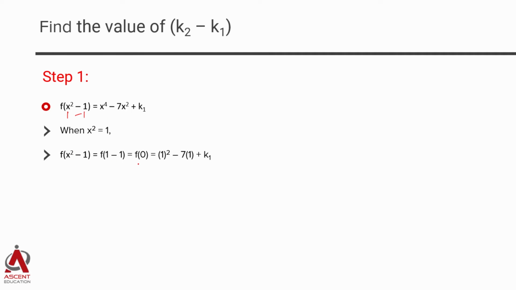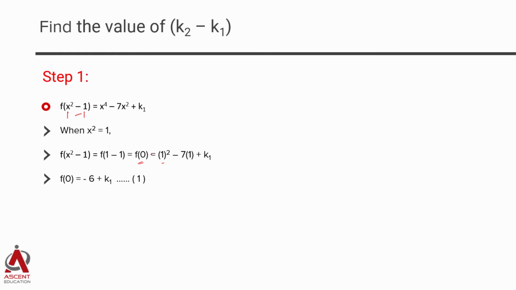So the left hand side becomes f of 0. x square is 1, so x power 4 is 1 square, minus 7x square, so it's going to be 7 into 1, plus k1. So net effect is f of 0 is equal to minus 6 plus k1. This happens when x square is equal to 1.